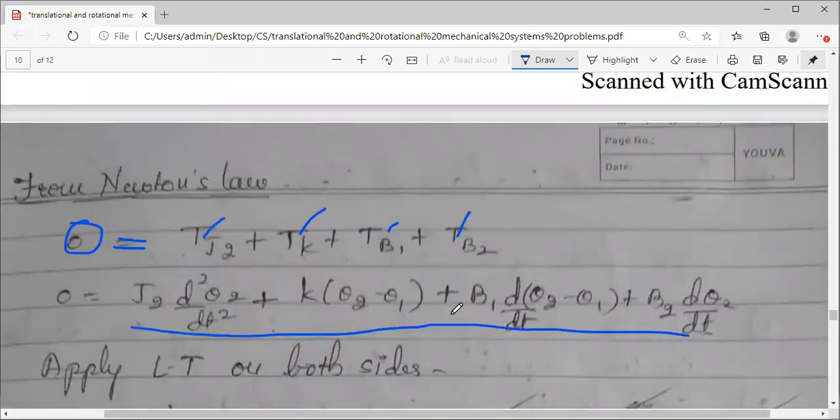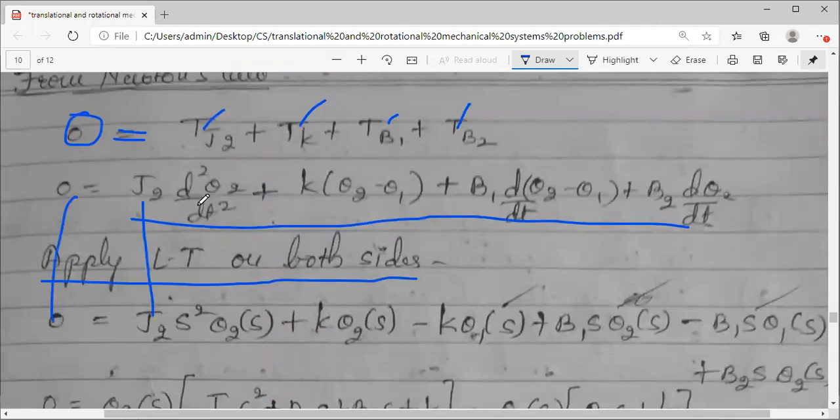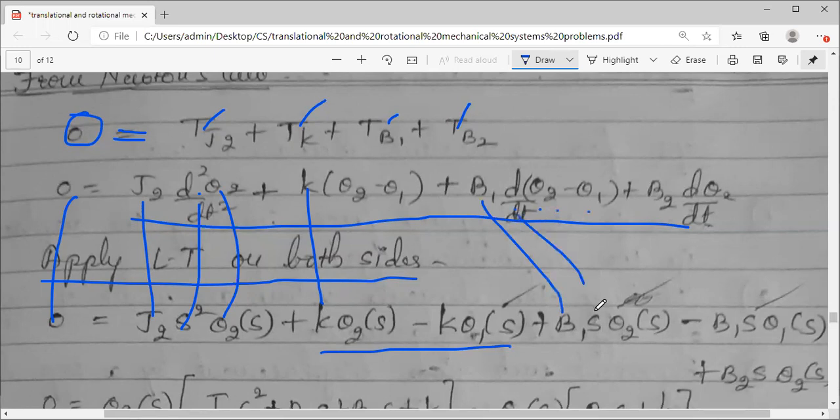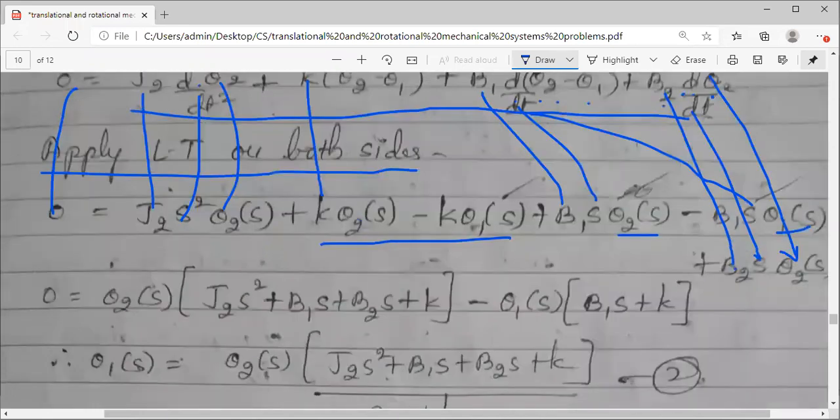Substitute the values, the torque equations which we have already written. Then go for applying the Laplace transforms. 0 is equal to J2 S square theta 2, K (theta 2 minus theta 1), I have expanded it. B1, again here theta 2 minus theta 1, there is a single differentiation, so it has to be S. Okay, it has to be S, and I have expanded. Two terms will come. And finally, one more B2, single differentiation, so S and theta 2. This is the Laplace transform.